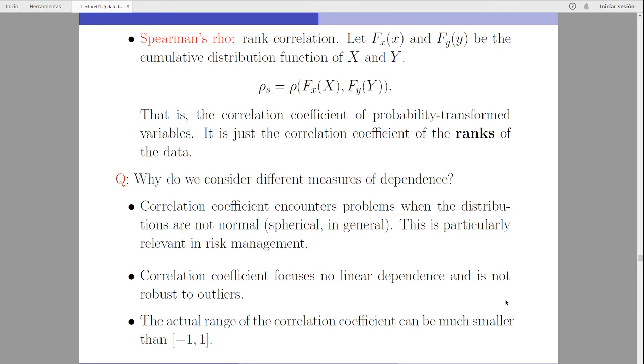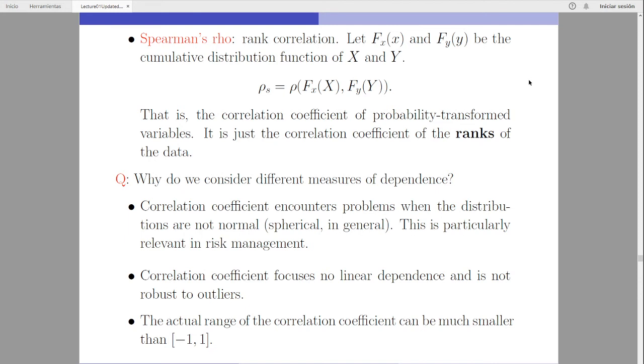Now we have another correlation coefficient, in this case, Spearman's rho, another rho, please don't get them confused. So we're going to let F sub X of x and F sub Y of y be the cumulative distribution functions instead of the distribution function. So the Pearson's correlation coefficient of the cumulative distribution functions is Spearman's rho. What I mean with this is it's the correlation coefficient of probability transformed variables. Okay, this was even less clear, right? It's the correlation coefficient of the ranks of the data, probability-wise.